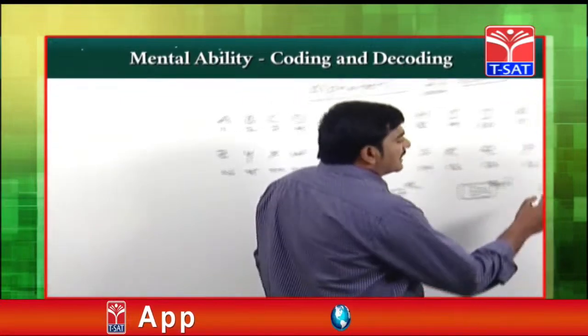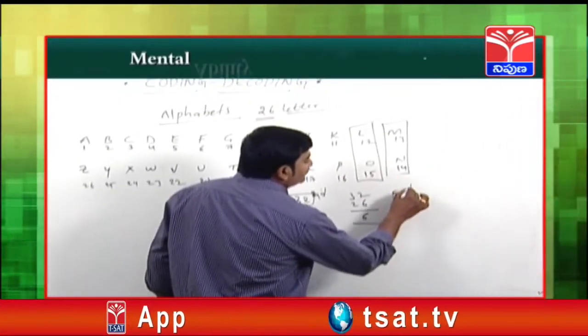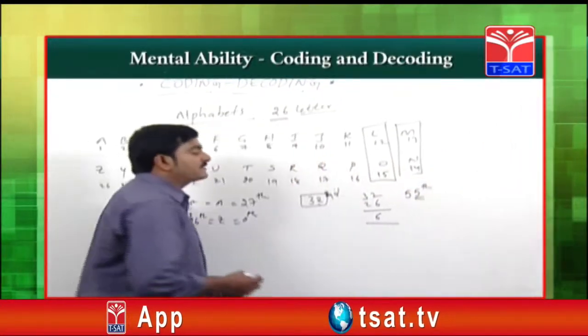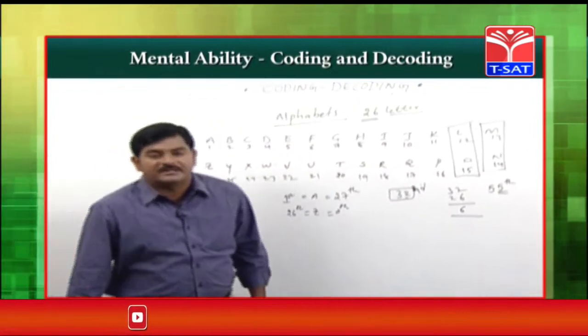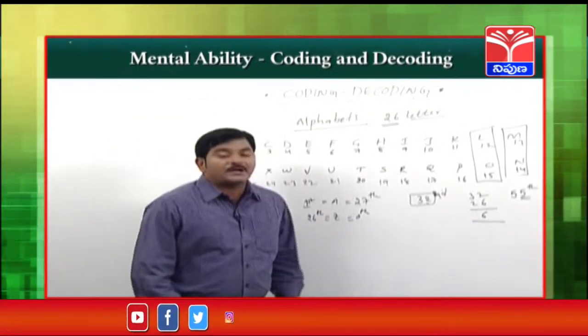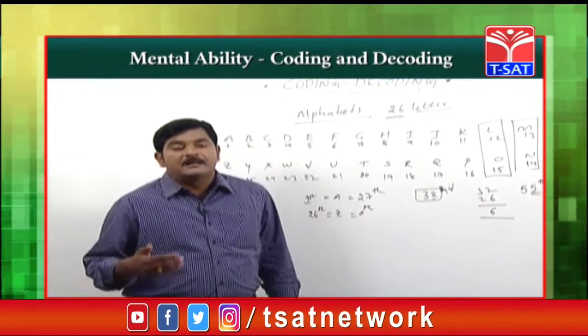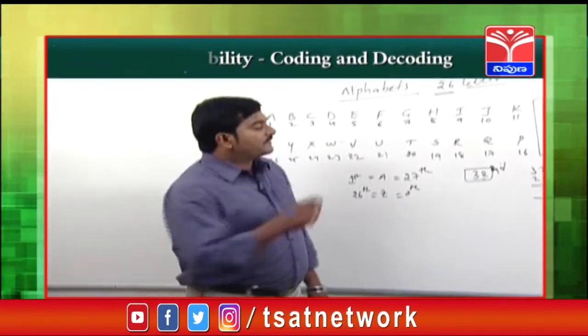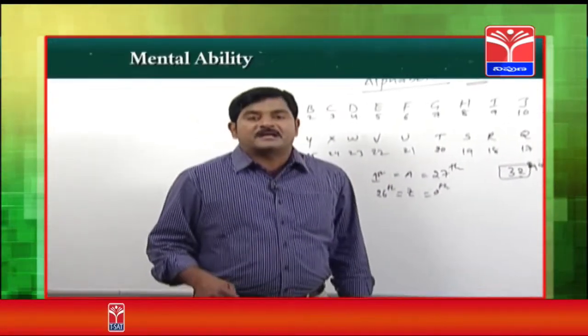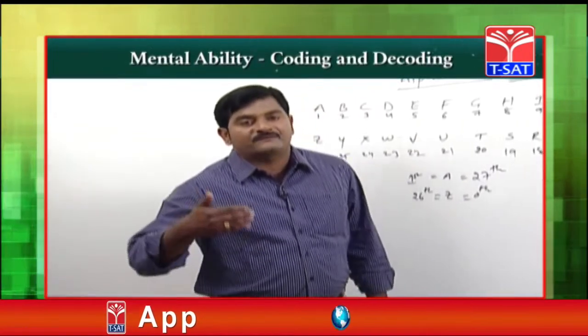Let's say, for example, I have to find the 55th alphabet. Now what do I have to do? I have to subtract the possible number of sets from 55.